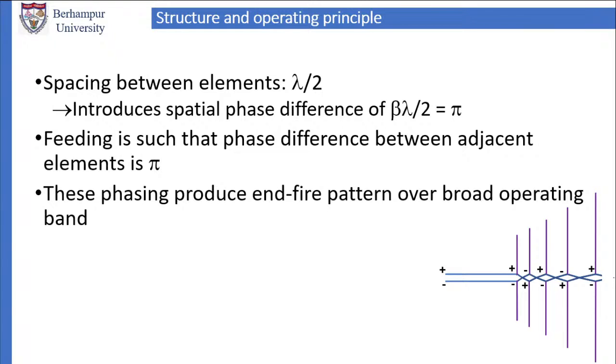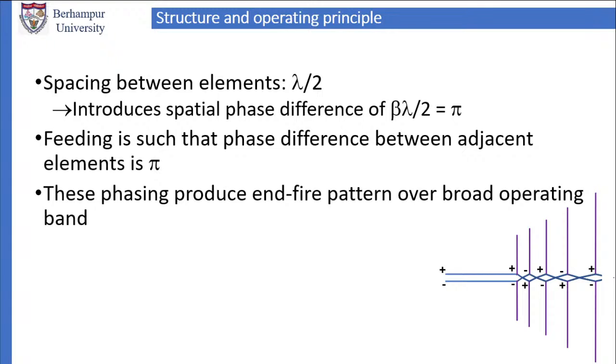Now you know path difference and phase difference are related. Phase difference is equal to 2 pi by lambda times path difference. Now path difference is lambda by 2, spacing is lambda by 2. So path difference is lambda by 2, that into 2 pi by lambda, beta is 2 pi by lambda. So beta into lambda by 2 is equal to 2 pi by lambda into lambda by 2, that is equal to pi. So this introduces spatial phase difference of pi. So between two elements, the phase difference has to be pi or 180 degrees.